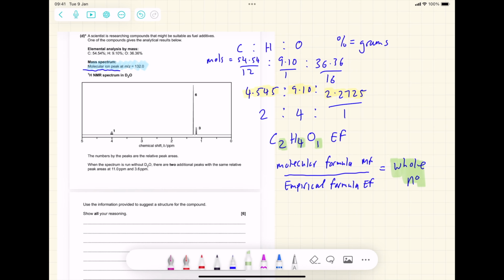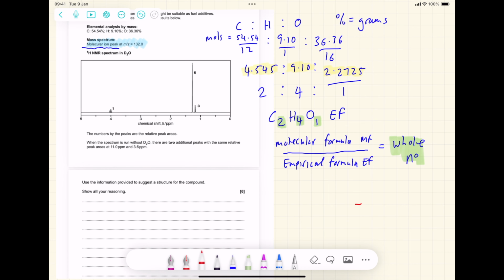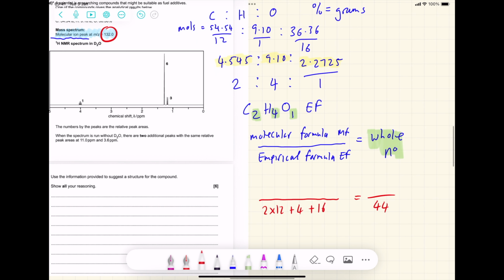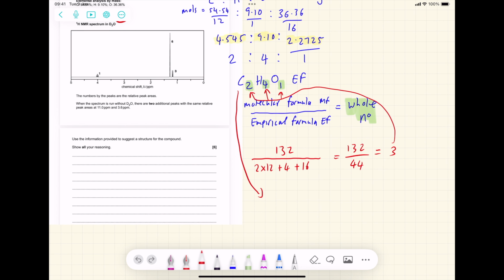So let's have a look at what the empirical formula actually comes to. So we have 2 times 12 for the 2 carbons, plus 4, plus 16 for the 1 oxygen, gives us a total of 44. And then the molecular formula mass, the MF, well, that's given to us. It's right there. It's 132. So 132 divided by 44 gives us exactly 3. So I need to multiply this number by 3, this number by 3, and this number by 3 to create the molecular formula.